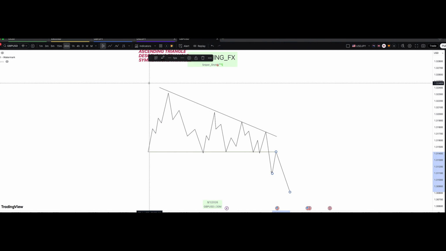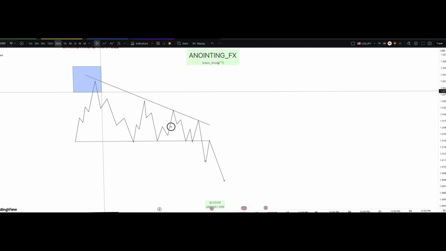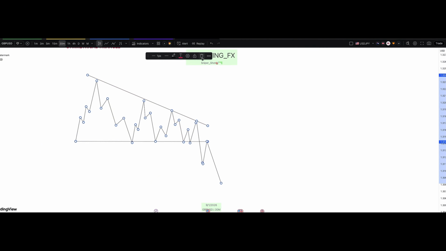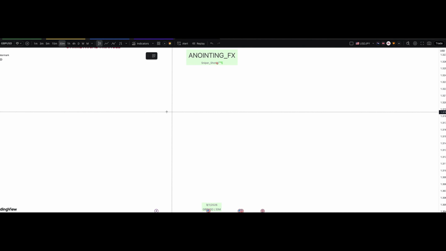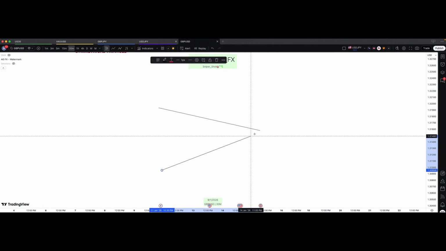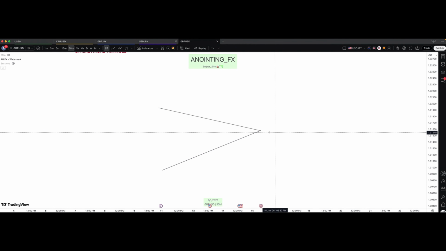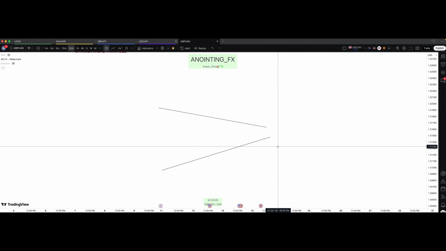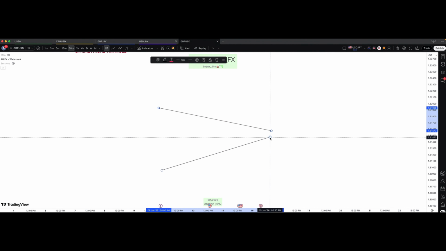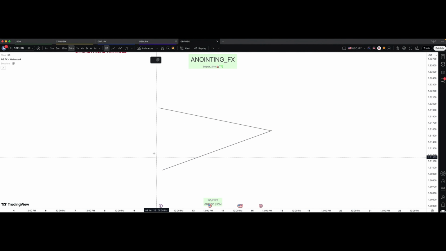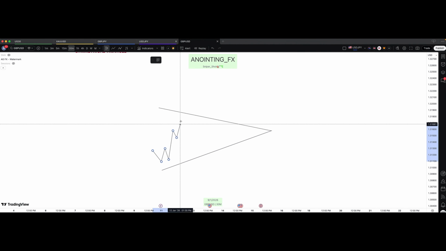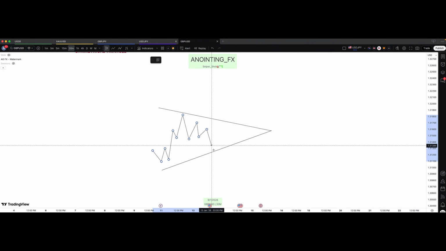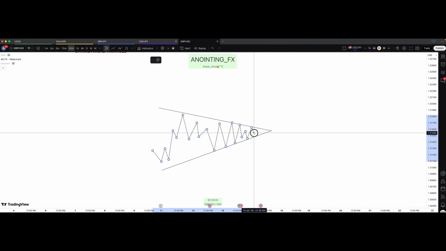This is the descending triangle. Now let's look at the last pattern in triangles, that is the symmetrical triangle. For the symmetrical triangle, both sides are equal. Both sides are diagonal and they meet at a point. It can be something like this or close. But for the symmetrical triangle, the future of it is unknown. Nobody can tell the future of it unless price breaks above it or below it. Wherever price breaks, that's the direction the market will be heading to.